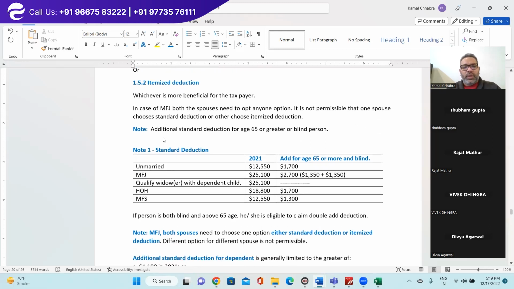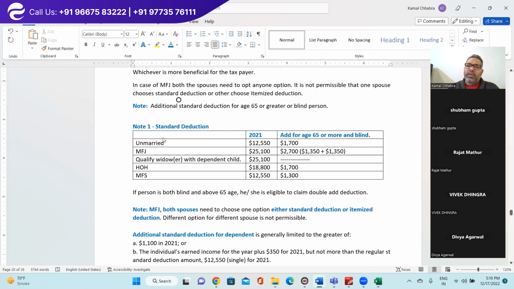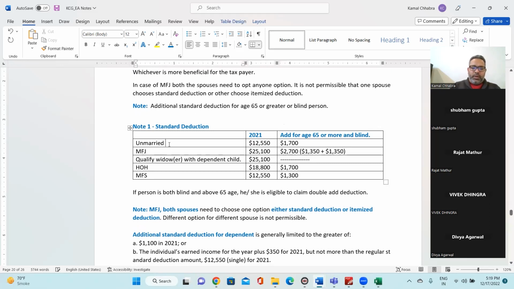Now look at note one, where the standard deduction amounts have been mentioned for the financial year 2021, which is coming into your exam. For unmarried people, that means single, they would be filing single. For them, the standard deduction is $12,550 a year. And if the single or unmarried person is more than 65 years of age, or is blind, then an additional $1,700 would be added to the standard deduction.